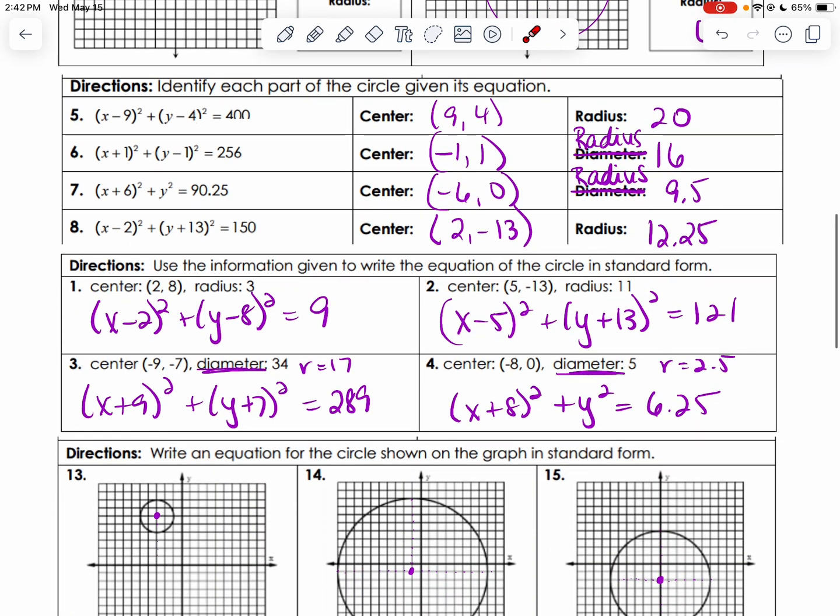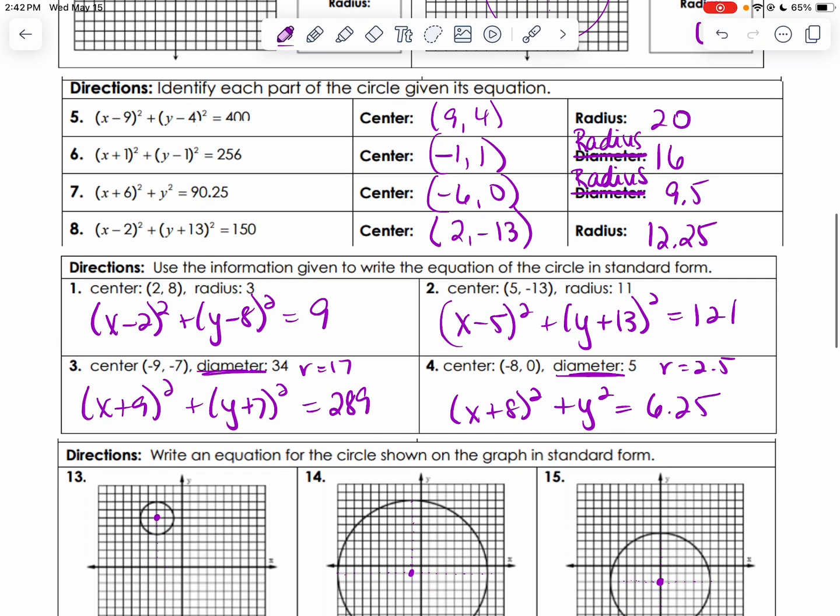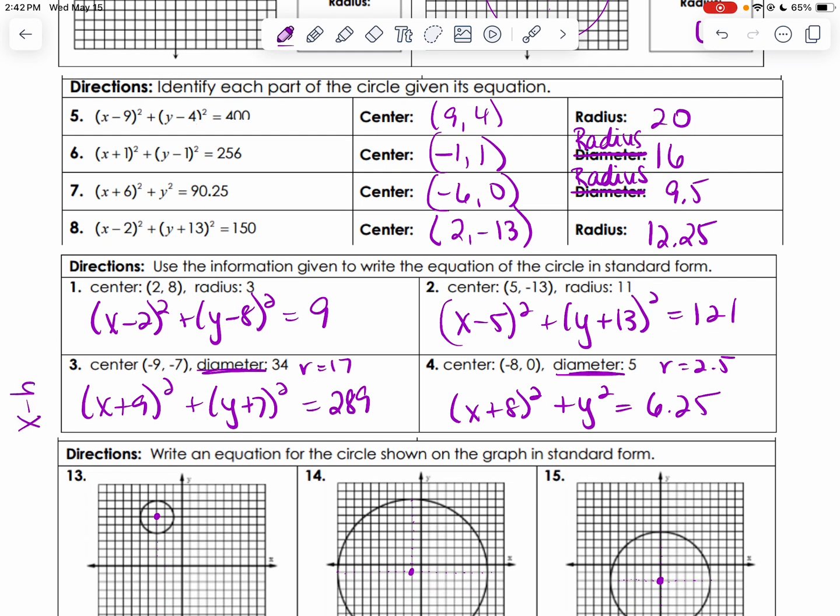So now we're going to take the center and the radius and we're going to write the equation. Remember, I should probably write this over here: x minus h squared plus y minus k squared equals r squared. And that will be on the quiz next week. So we've got x minus 2 squared plus y minus 8 squared equals 9. You have to have the squareds. You have to have the parentheses. We have to have the plus sign. Here, x minus 5 squared plus y plus 13 squared equals 121.